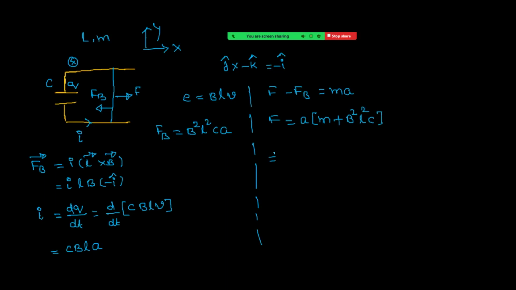So from this we can say acceleration is a constant, right? Because in this all values are constant. So A equals F over M plus B square L square C. That means here we can expect all questions based on kinematics because the acceleration is a constant. So we can use all equations like V equals U plus A t, S equals U t plus half A t square. All those equations we can use because the A value is constant, right? Okay, let us see the next problem.